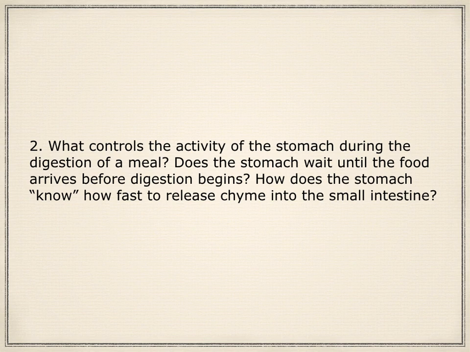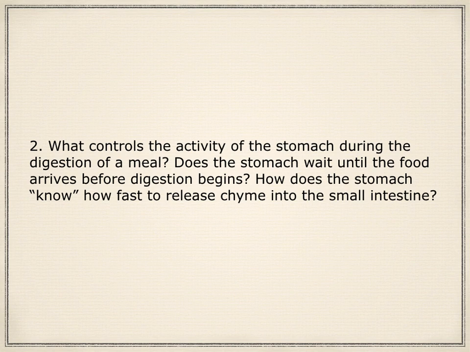Right, then the next question is what controls the activity of the stomach during the digestion of the meal? Does the stomach wait until the food arrives before digestion begins? How does the stomach know how fast to release chyme into the small intestine? Okay, so this is in chapter 23, there's a page that shows the phases of gastric secretions. The first phase is called the cephalic phase, and that's controlled by parasympathetic activity. Nerve cells ramp up digestion when we see or think of food or hear about food or smell food.